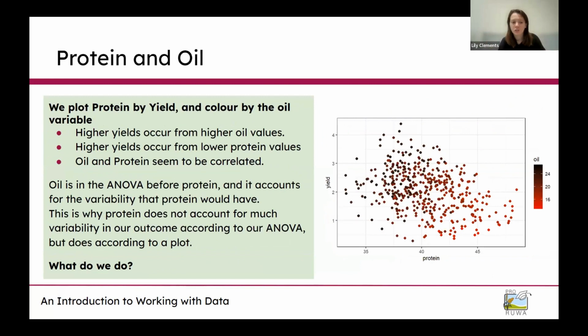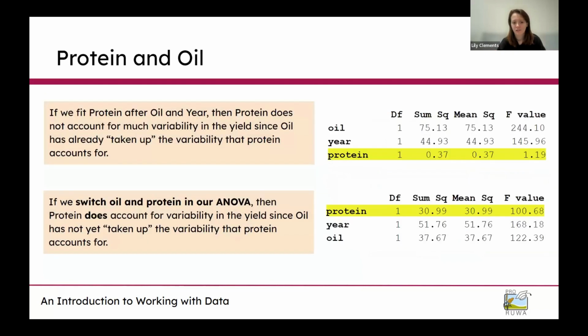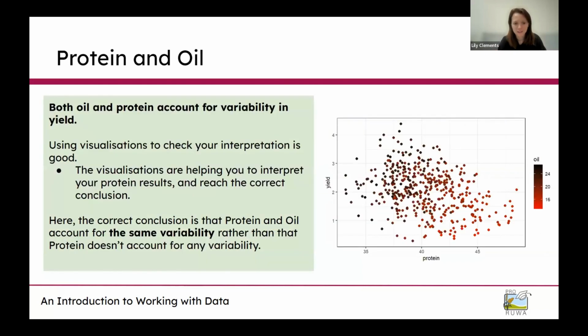In this situation, you can talk to experts to decide whether to use oil or protein. But at the end of the day, it's about that interpretation. I know that I've said this, but I want to really reiterate it: the correct conclusion is that protein and oil account for the same variability, more or less, rather than that protein doesn't account for any variability.